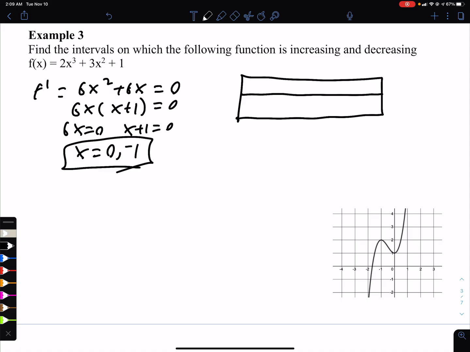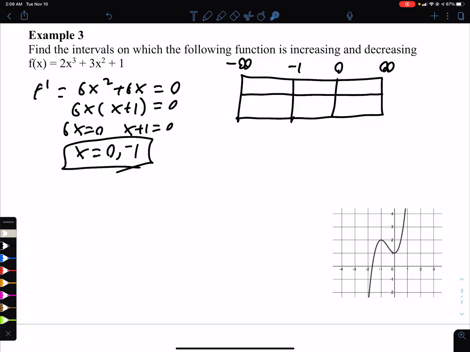And this table is a number line. I have negative infinity on the left, infinity to the right. Negative 1 and 0 are my critical points that I found. So in this region, it's either always increasing or decreasing. Same with that region and that region. We have 3 different regions where it can be increasing or decreasing.